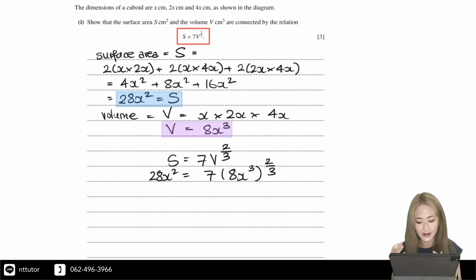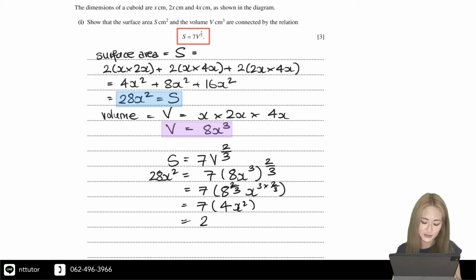If we simplify the right-hand side of the equation to make sure that it equals the left-hand side, by the rules of indices, you can multiply the power into the bracket. So it turns into 8 to the power of 2 over 3 and x to the power of 3 multiplied by 2 over 3. That simplifies to 7 multiplied by 4x squared, and 7 multiplied by 4 is 28. Therefore, the right-hand side does simplify to 28x squared. Therefore, the relation S equals 7V to the power of 2 over 3 is correct. And there we've proven the relationship.